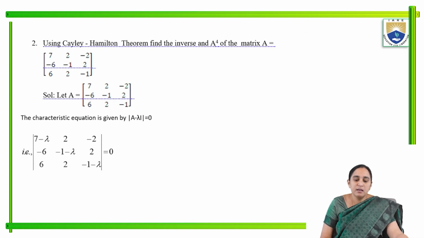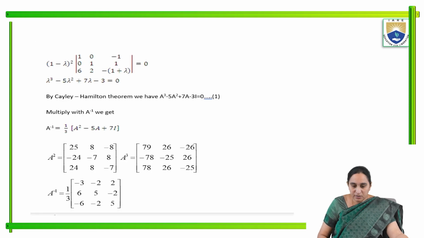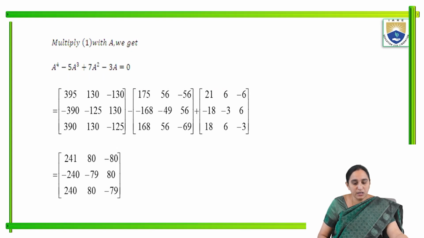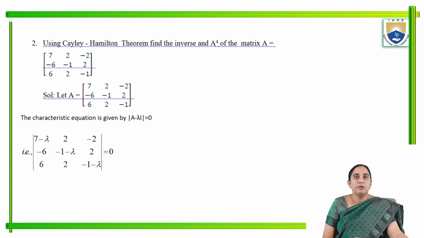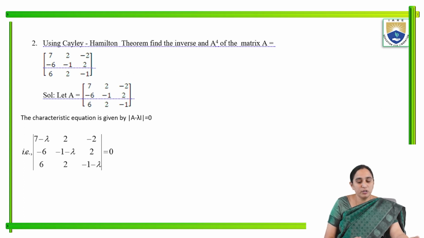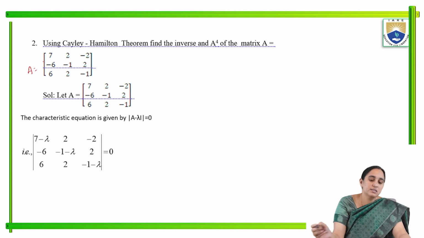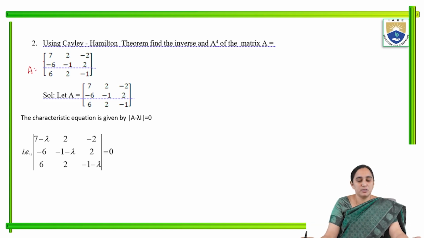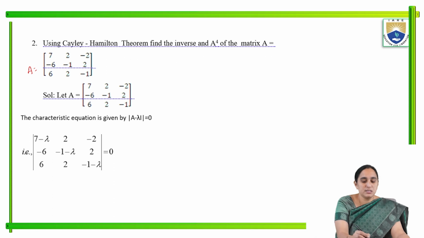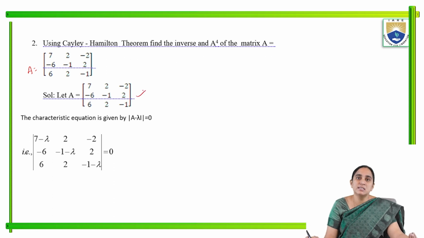Using the Cayley-Hamilton theorem, find the inverse and A power 4 of the matrix. Here, what about the given matrix? Again, they give a 3 by 3 matrix: 7, 2, minus 2, minus 6, minus 1, 2, 6, 2, minus 1. This is a 3 by 3 matrix and it is a square matrix.